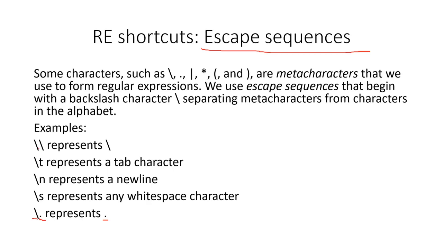There are other examples. If we want to specify the escape character, the backslash character, we need to write it 2 times. Then we can use backslash t. It means that we are looking for the case when we have the tab character. Backslash n represents a new line. And this represents a white space between the text or characters.